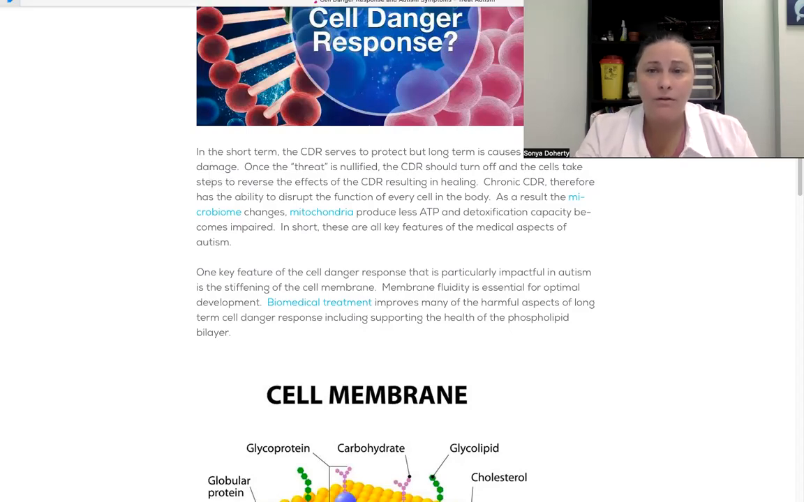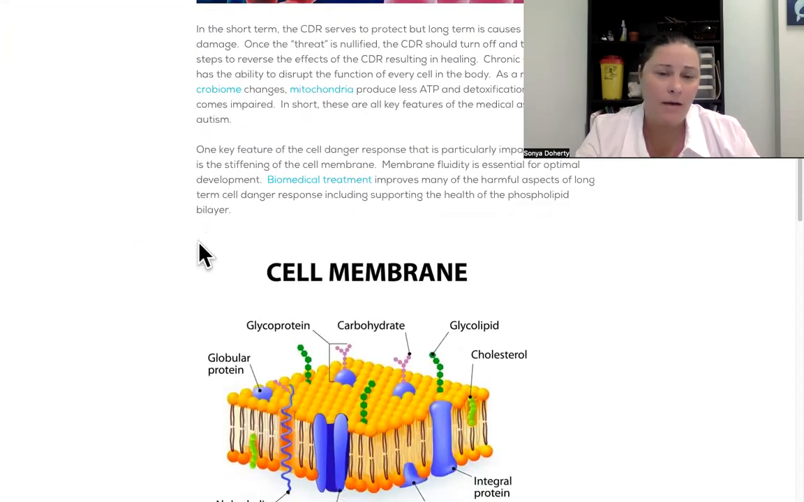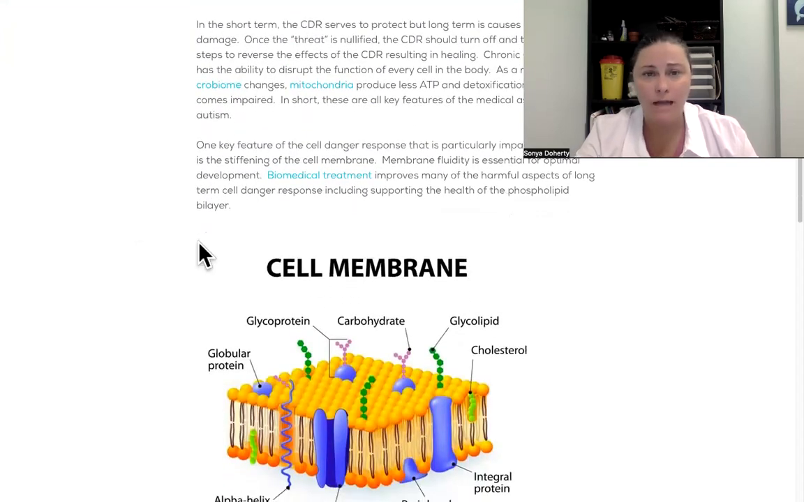The cell also produces less energy because the mitochondria are not able to function at an optimal level. So in autism, what we see is downstream changes from the cell danger response, including inflammation, changes in the mitochondria, changes in the microbiome, which is the ecosystem that lives within our gut. We have about 400 trillion microbes, and the cell danger response leads to problems in the microbiome, allowing microbes like yeast and Clostridia to overgrow, which further perpetuate inflammation.